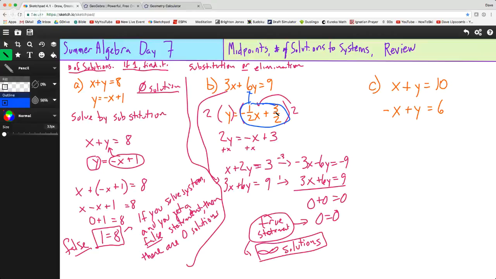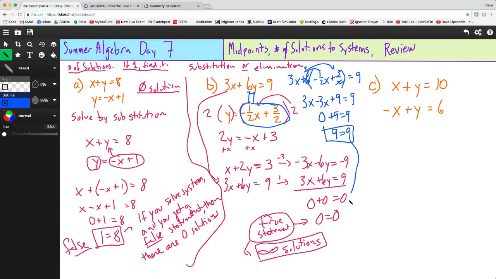y equals negative a half x plus 3 halves. We're going to substitute that in for this y. So we get 3x plus 6 times our y, which is now negative 1/2 x plus 3 halves, equals 9. So do our distribution: 3x minus 3x plus 6 times 3 halves, cancel our 6, cancel our 2, make a 3 here, plus 9 equals 9. So 0 plus 9 equals 9, or 9 equals 9. So again, we get a true statement, which tells us we have infinite solutions.